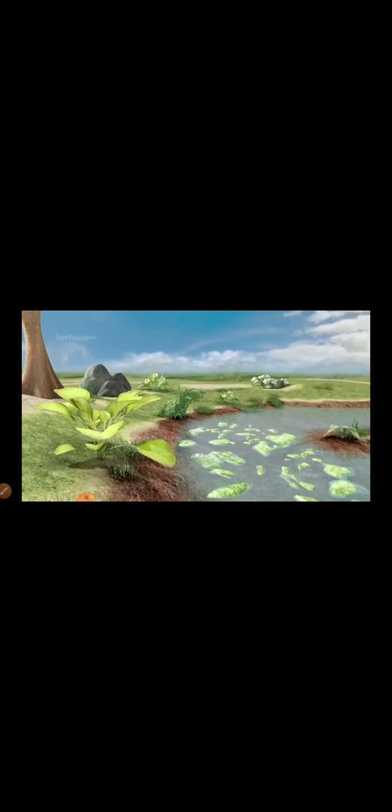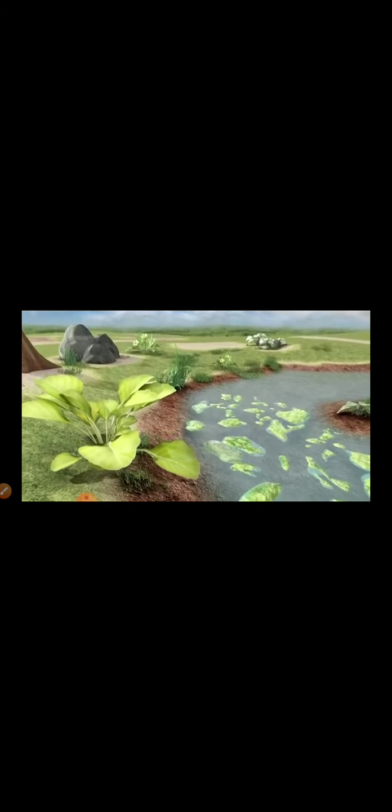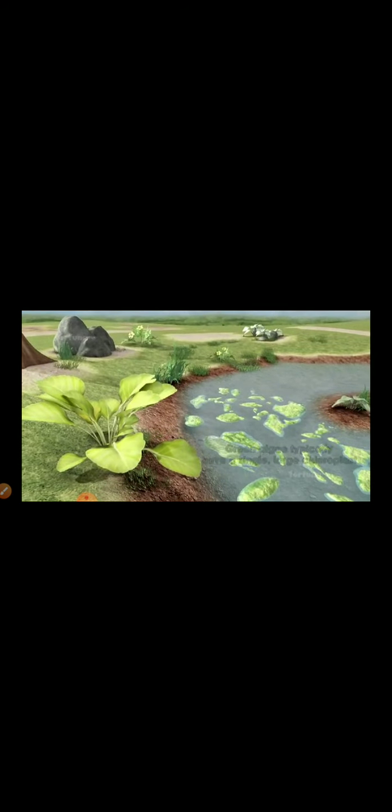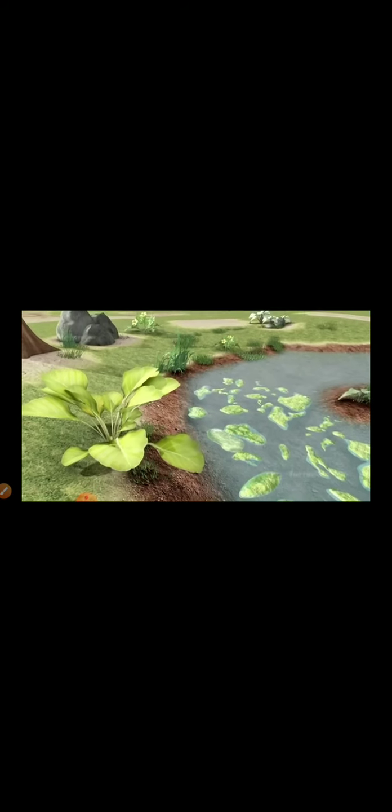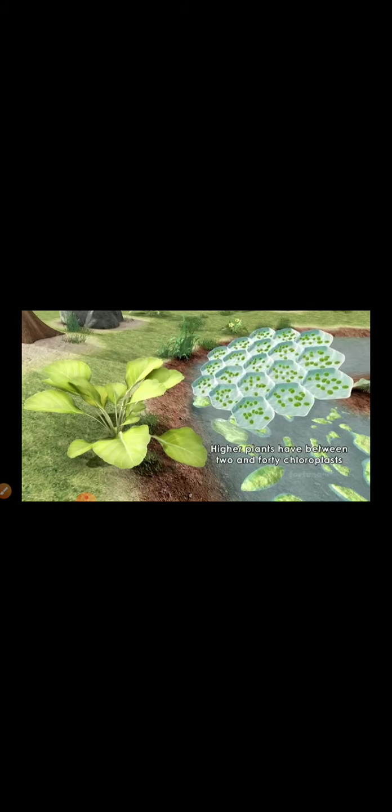Chloroplasts measure 2 to 3 microns in width and 5 to 10 microns in length. The number of chloroplasts varies from cell to cell and from species to species, but it usually remains constant for a particular plant. Green algae typically have a single, large chloroplast, while the cells of higher plants have anywhere between 2 and 40 chloroplasts.